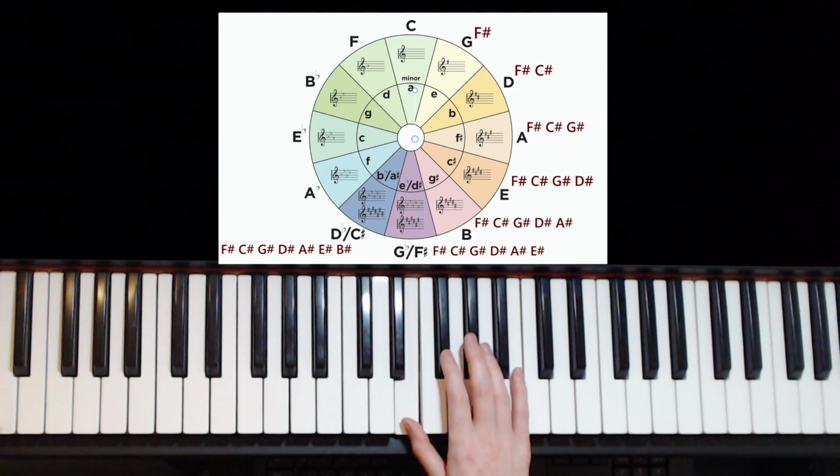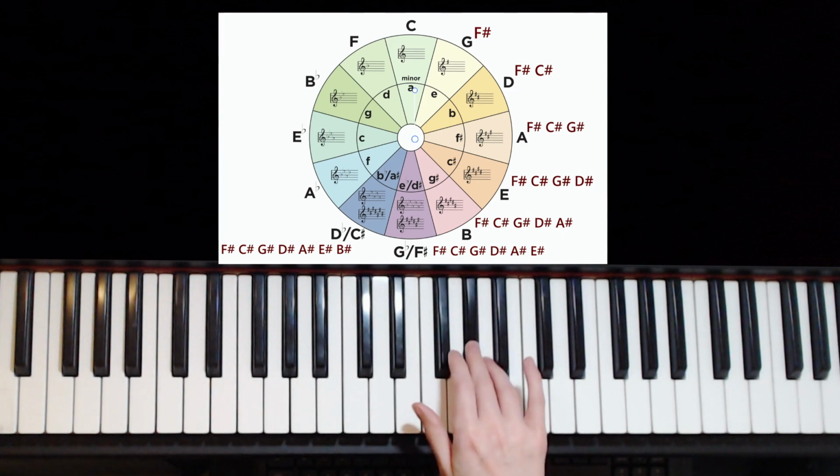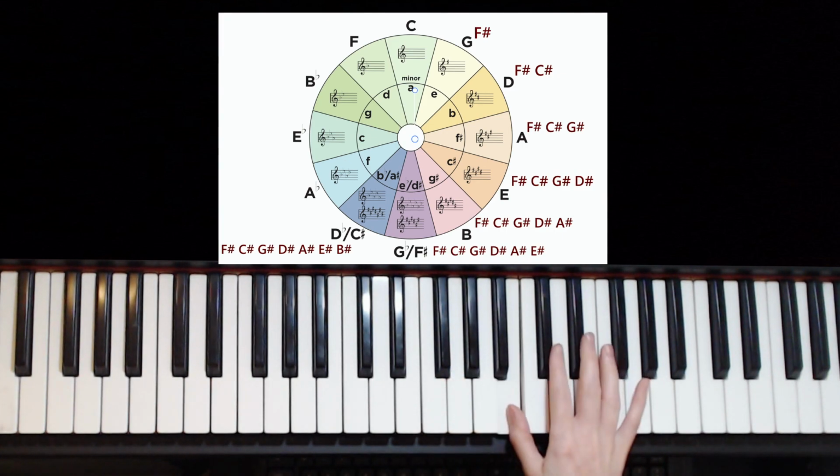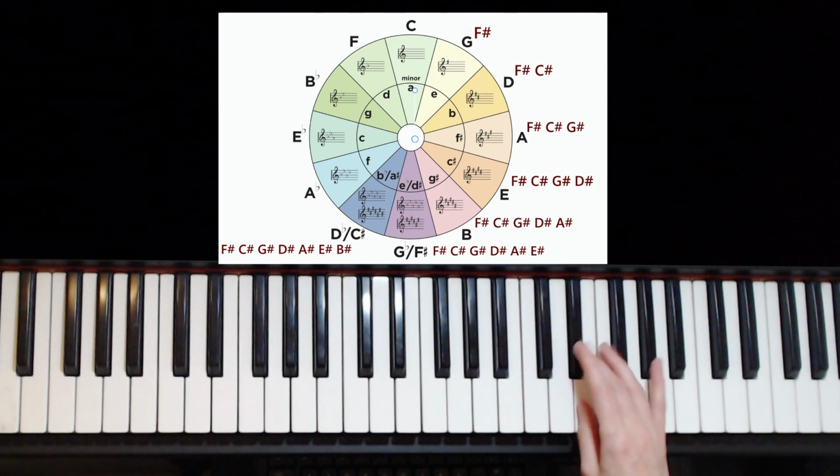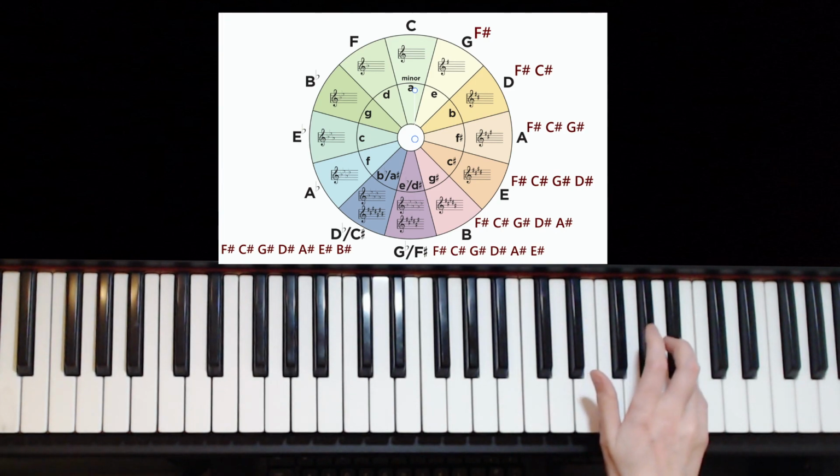Okay, my next key, the fifth of E is 1, 2, 3, 4, 5. B. So B has 5 sharps. Father Christmas gave Dad an. C sharp, D sharp, F sharp, G sharp, A sharp.